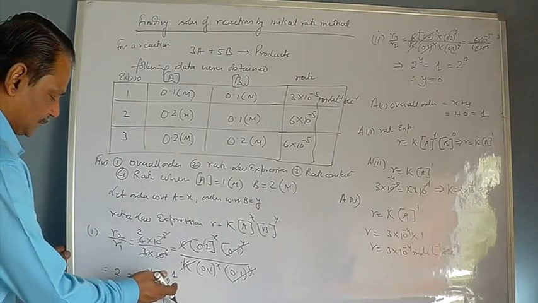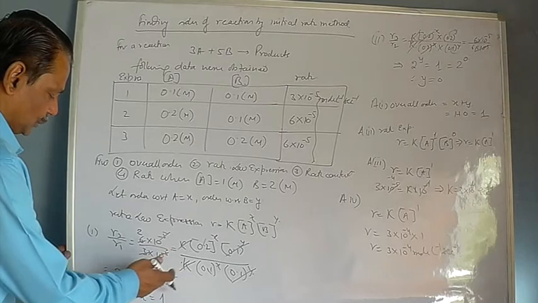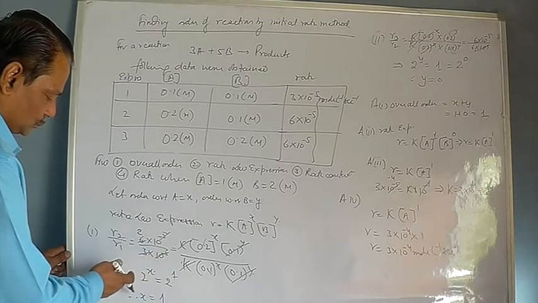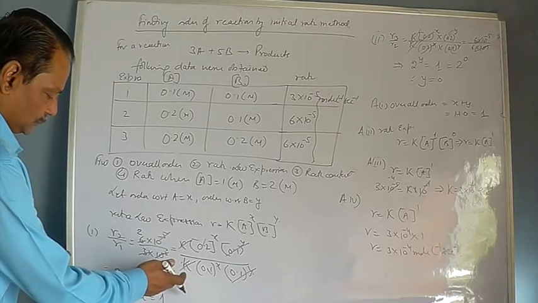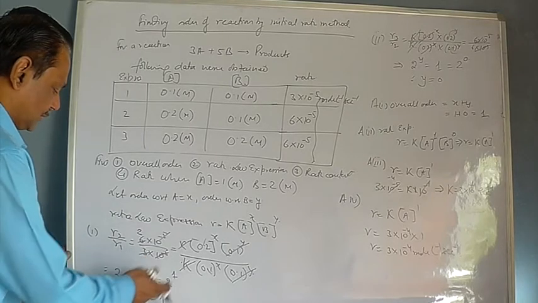In the next step I can write 2 to the power 1. We use equality. If 2 to the power X equals to 2, then we can write 2 to the power 1, that is also equals to 2. So the value of X is 1.